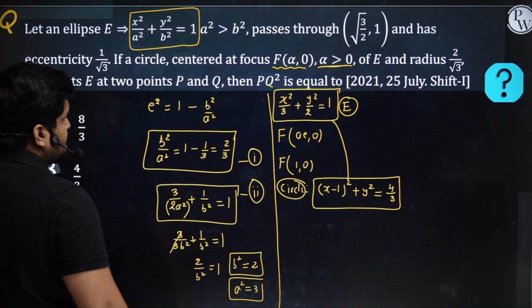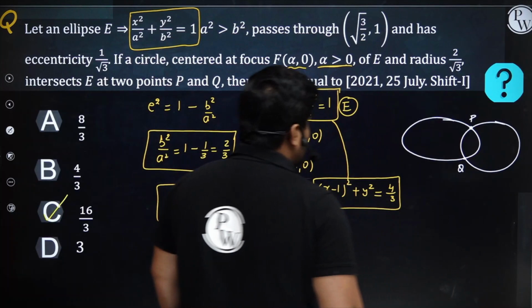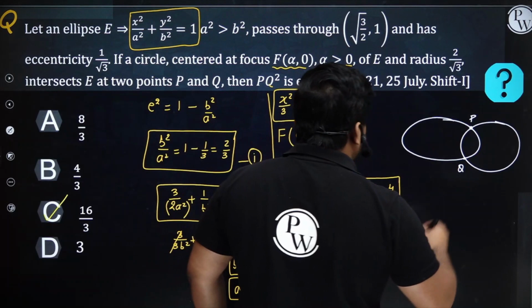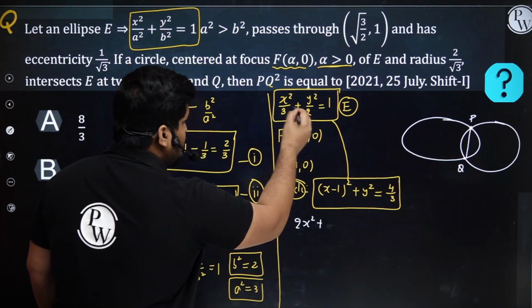So let's say this is the ellipse, this is the circle, and they are intersecting at two points P and Q. Then we need to find out this length PQ square. How to find it? Now it's just like solving both of these together. So 2x square, if you simplify it, this is 2x square plus 3y square is equal to how much? 6.